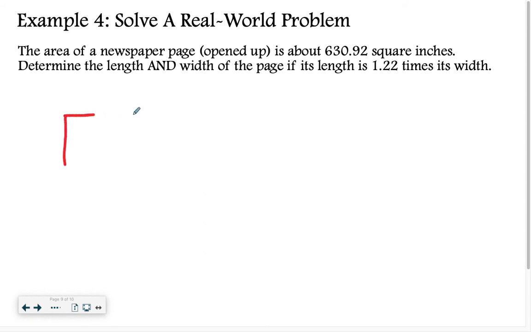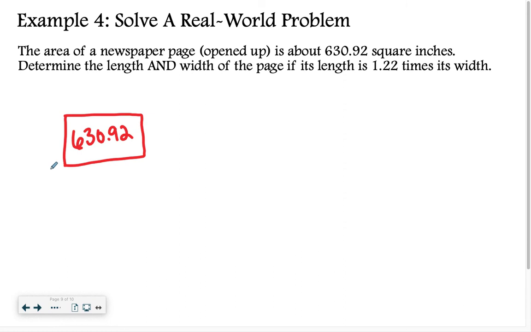Step 1, draw a picture. Fun fact, if you don't like drawing pictures, I recommend you start liking it, because next year when you're in geometry with me, guess what I'm going to make you do? Draw pictures. All right, so determine the length and the width. The only information we have is the area, which, I did a little rectangle for you.